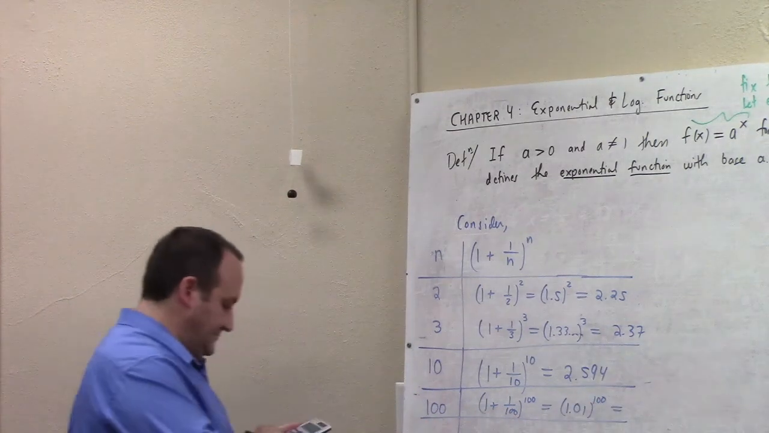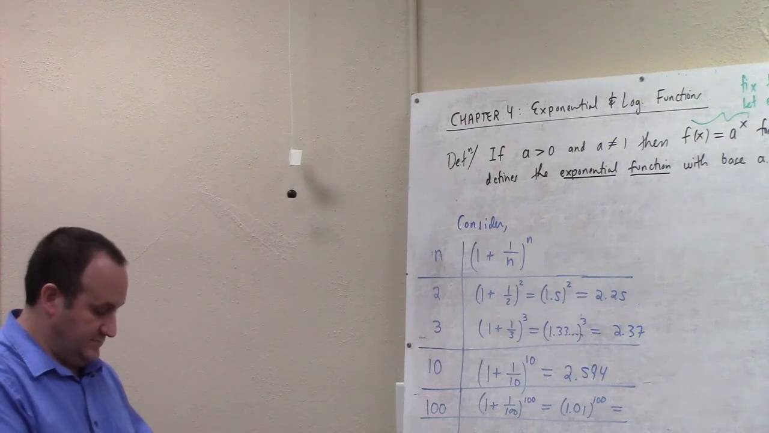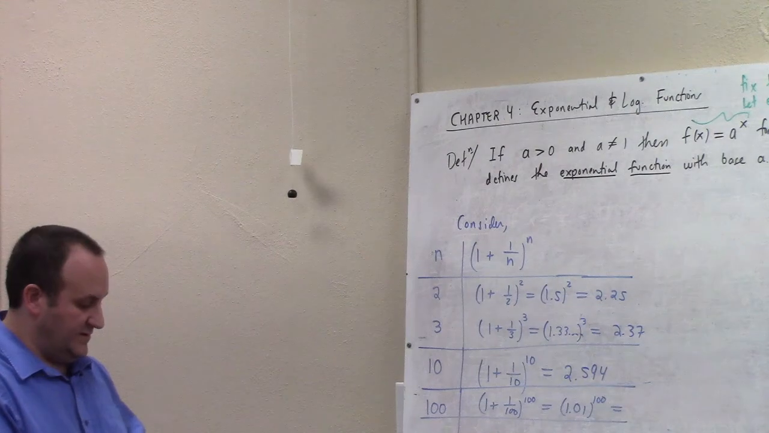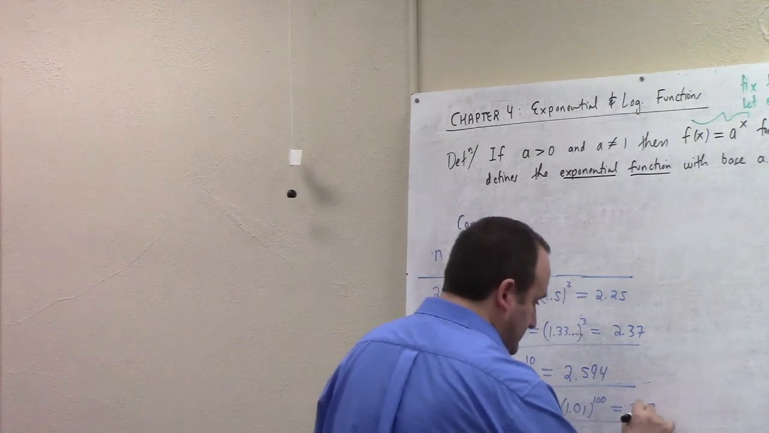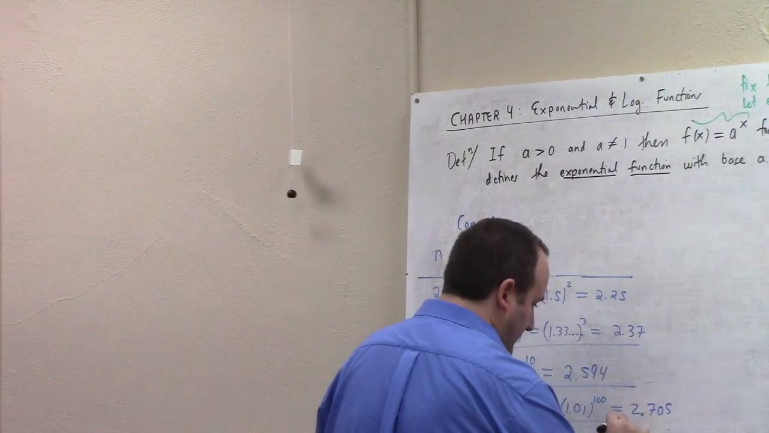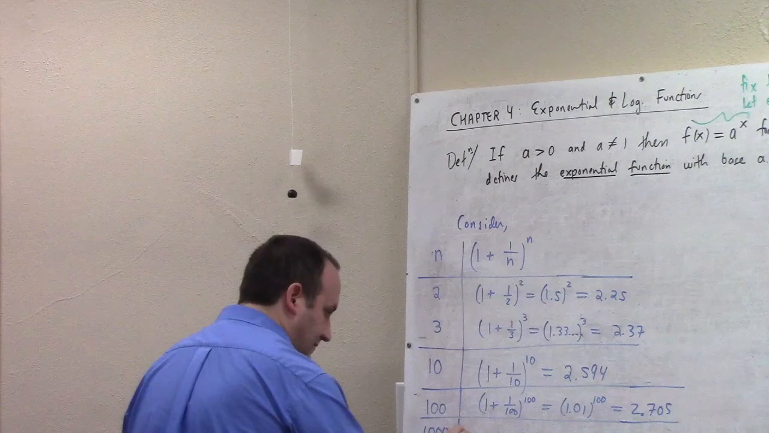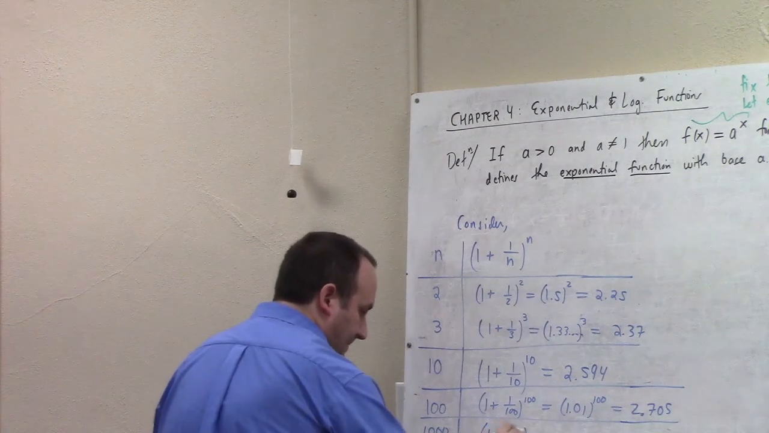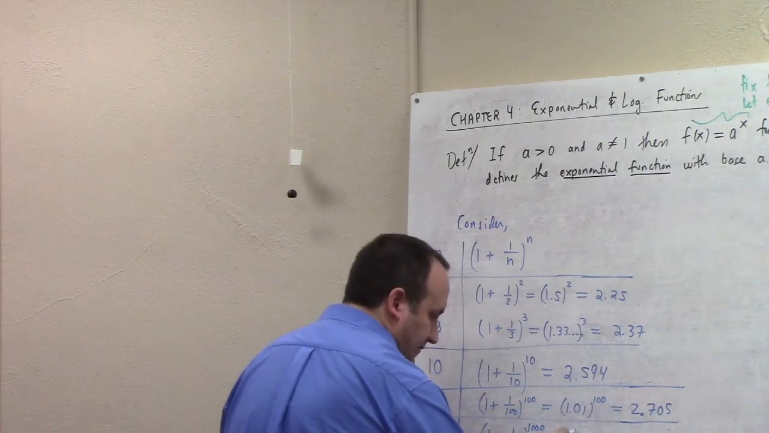According to my calculator, if we can trust it, what's that? I get 2.705. If we take 1,000, so 1 plus 1 over 1,000 raised to the 1,000 power, 1.001 raised to the 1,000.